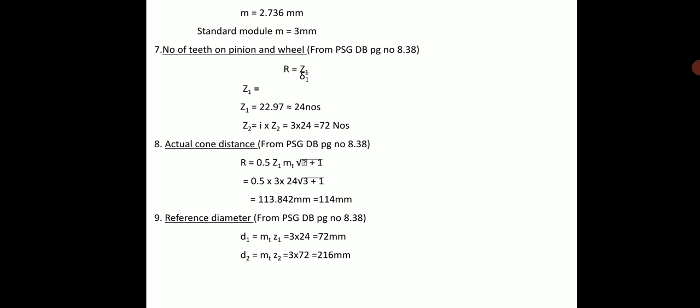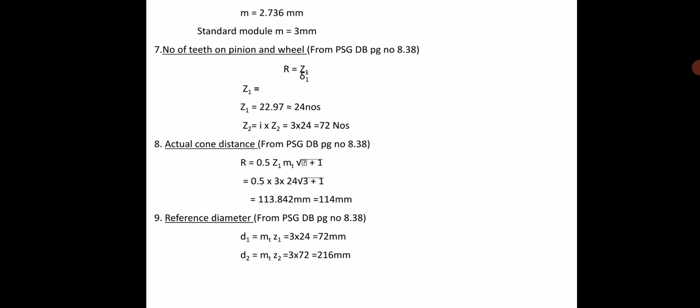By substituting all the values, we then substitute into the transverse module from page number 8.3. mt is equal to m divided by psi y by psi m, so we are getting mt is equal to 2.763 mm. The standard module mt is equal to 3 mm from the PSG data book, page number 8.2.